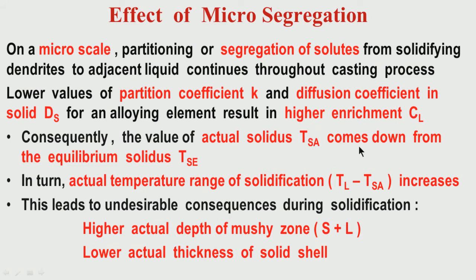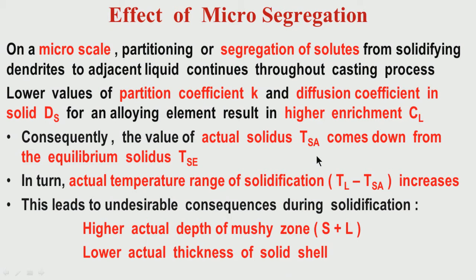Actual solidus is much lower compared to the equilibrium solidus. So, what is happening? This is decreasing, this is more or less constant. So, the actual temperature range of solidification, which is supposed to be TL minus TE theoretically, but actually it is TL, that means liquidus minus actual solidus. So, this temperature differential is also increasing because of microsegregation.